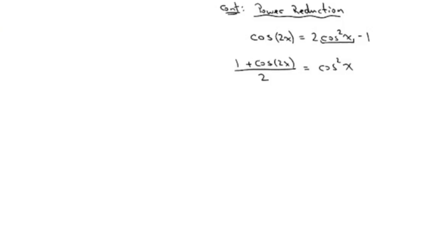So this is called a power reducing identity. We've gone from a power of 2 on the cosine to a power of 1 on the cosine. What if it was cosine cubed 2x? We'll get to that later. Be patient.